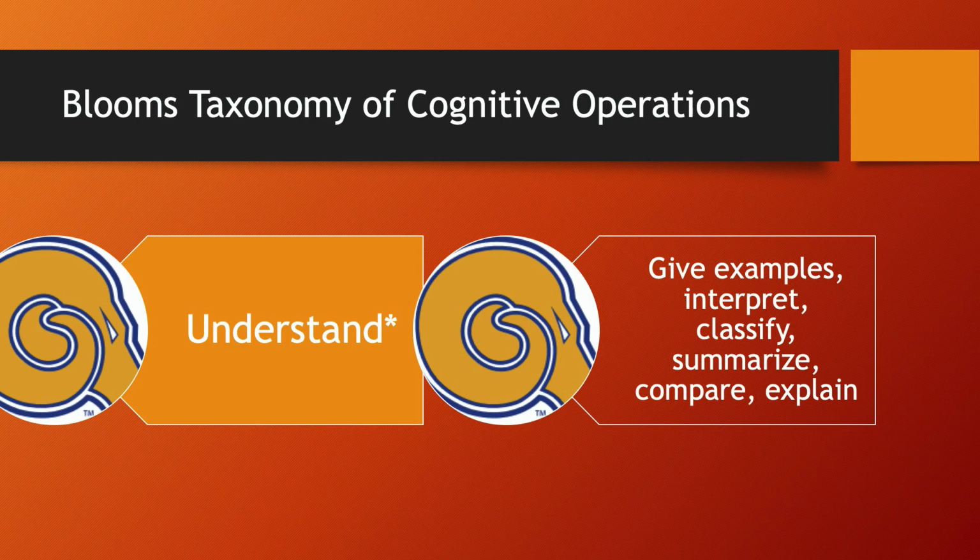But let's go back to that actionable learning objective, understand. And so in the overview video, I look at this very briefly. Now we're going to spend some more time looking at it. In this actionable learning objective, students can, for example, give examples, interpret, they can classify, summarize, compare, and explain. So those are, let's see, 6 different examples of how demonstrating understanding can be achieved or can be carried out.